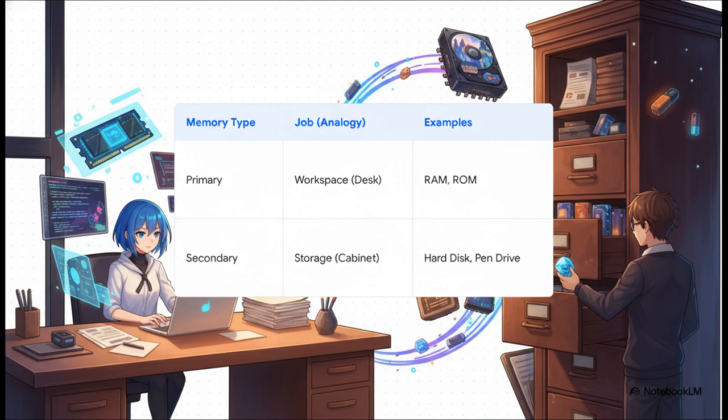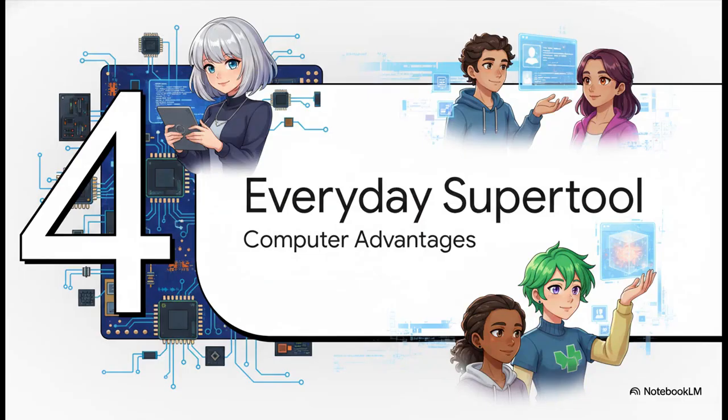But what about the filing cabinet in the corner? Well, that's your secondary memory, like your hard disk. It's where you store everything for the long haul. It's a bit slower to get stuff out of, but it keeps your files safe and sound even when the power is off. So we've got hardware, we've got software, we have a way to talk to it, and a memory to store things. When you put all of that together, what you get is an unbelievably powerful tool.